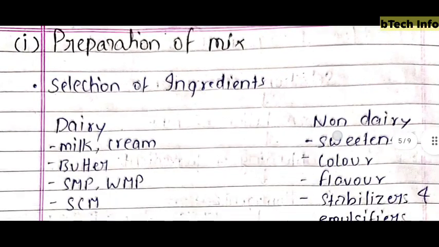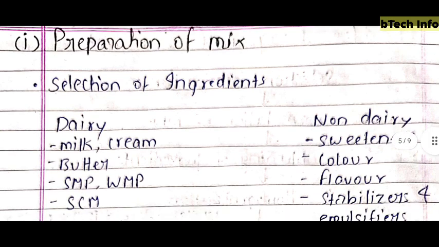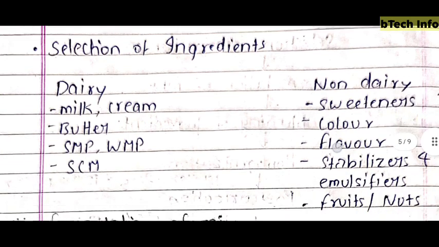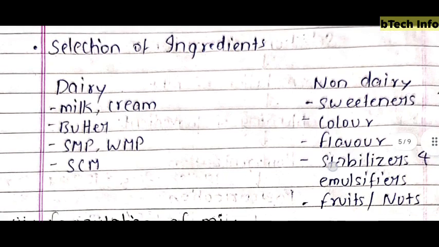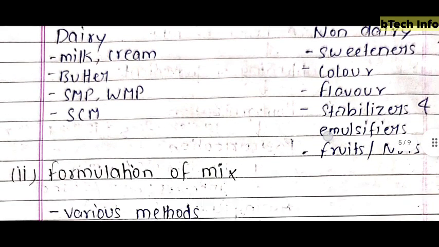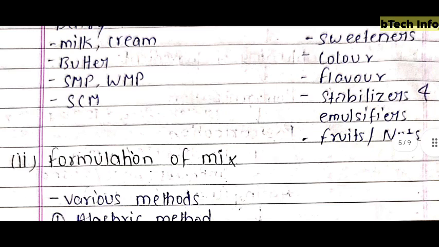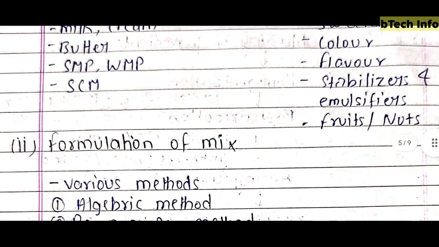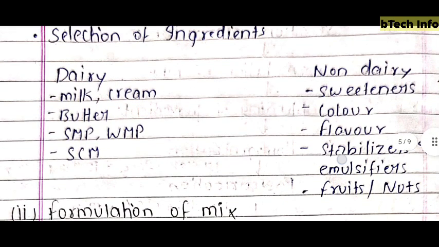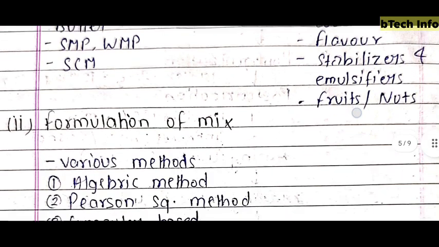Now we see each step in detail. For the first step, we do the preparation of mix. For preparation of mix, we do the selection of ingredients. We have two types of ingredients. First is dairy and second is non-dairy. In dairy, we have milk, cream, butter, SMP, WMP and SCM. SMP means skim milk powder, WMP means whole milk powder, and SCM means sweetened condensed milk. Now the non-dairy ingredients are sweeteners, colors, flavors, stabilizers, emulsifiers, fruits and nuts, etc.